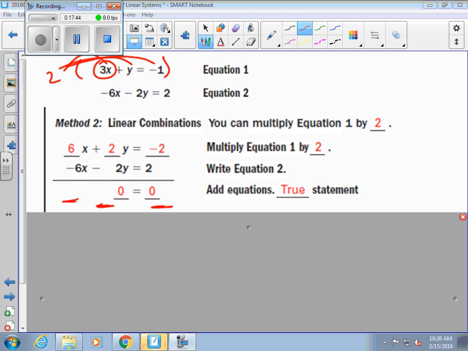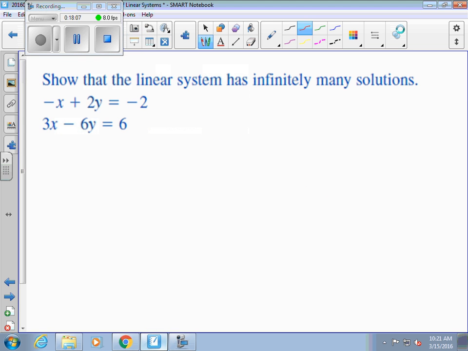It doesn't have to say 0 is equal to 0. It just has to say a true statement. It might say 3 is equal to 3 or 4 is equal to 4. Any number is equal to the other. But a true statement means it's the exact same equation. So again, one more time on the back. Show that this system is the exact same equation. Show that it has infinitely many solutions.